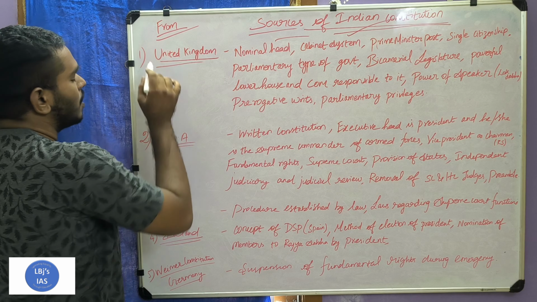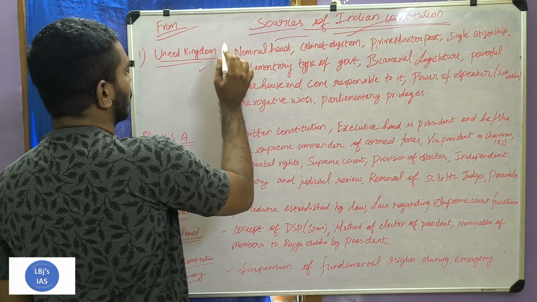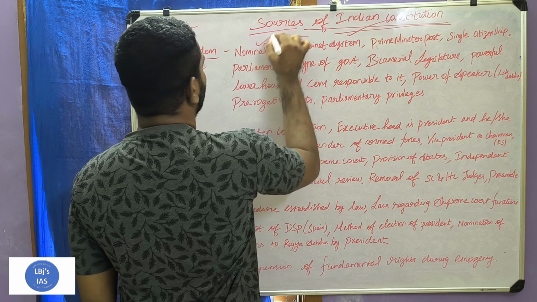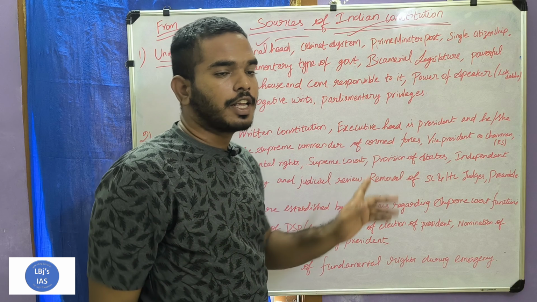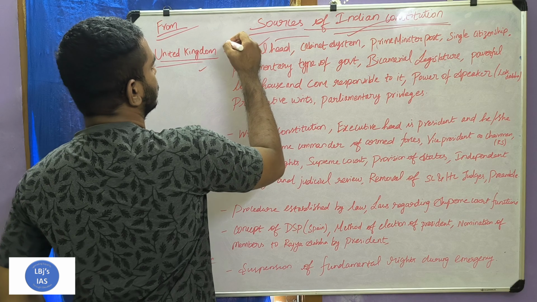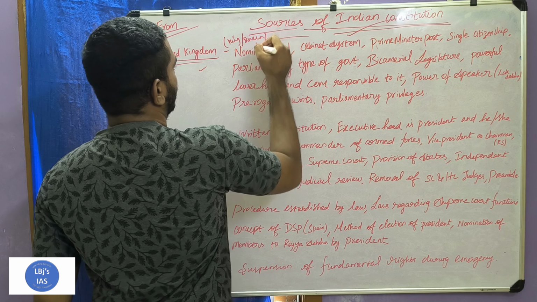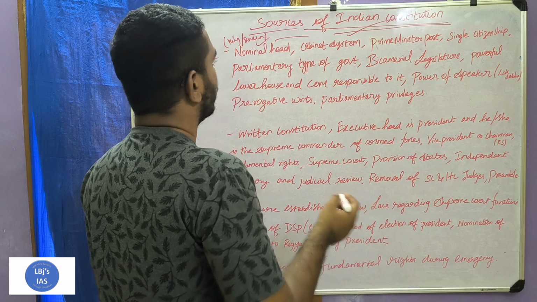First, we can see the provisions that were taken from the constitution of the United Kingdom. The first provision is the nominal head. In the United Kingdom, the nominal head is a king or queen. Likewise, in India, the nominal head is the president.